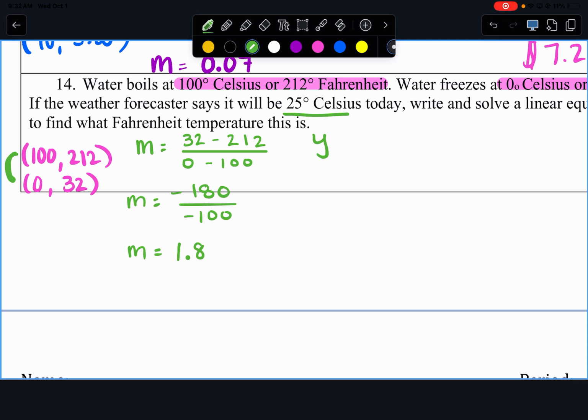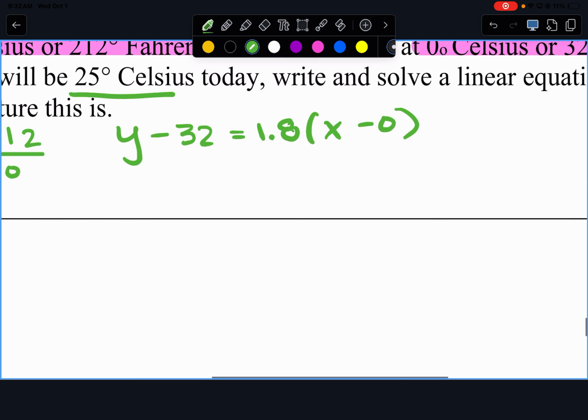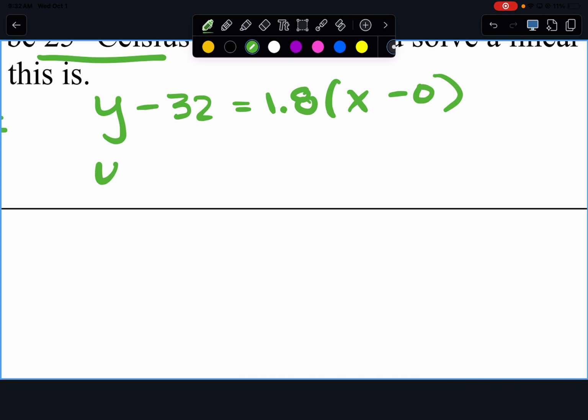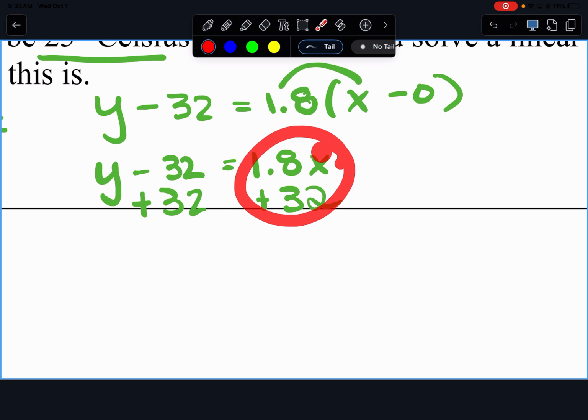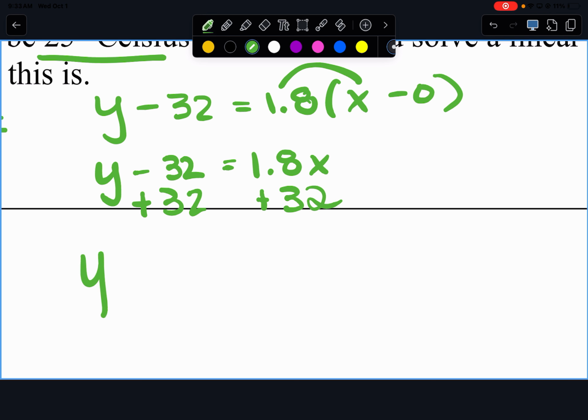We have y minus, what do we want to plug in? 32. Is equal to, what's our slope? 1.8 times x minus 0. And then we're going to solve that for y. What do I do to solve that for y? So 1.8 times x is? 1.8 times 0 is? Just 0. Then what do I do to solve? Add 32. Can I combine those two things? No, I cannot. They are not like terms. So we get y equals 1.8x plus 32.